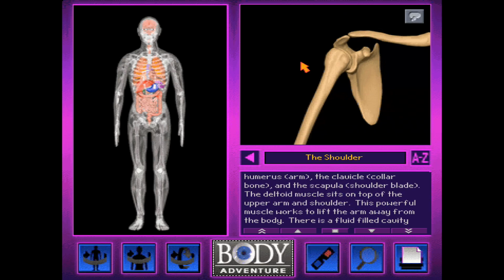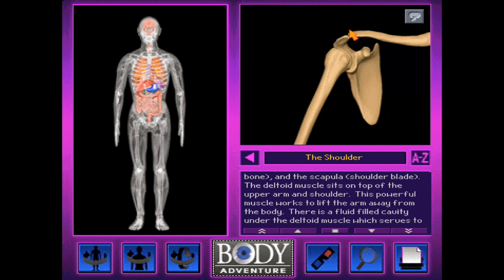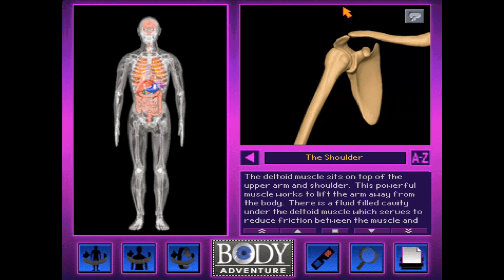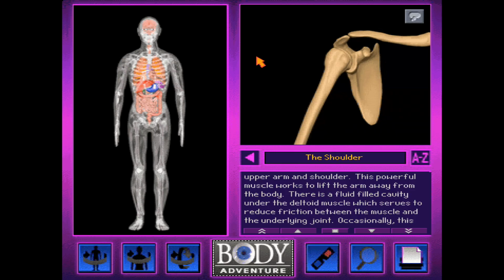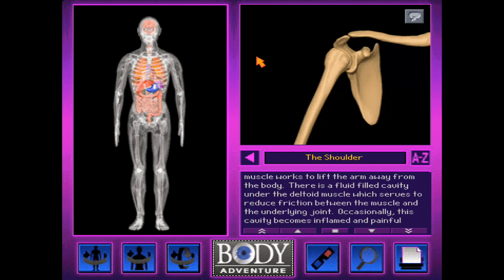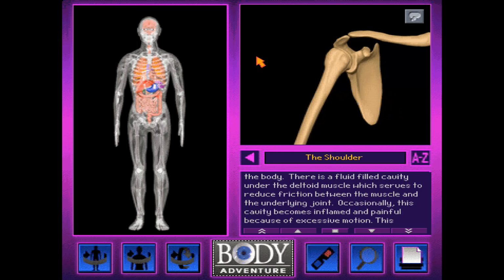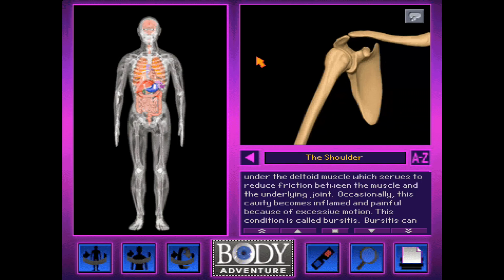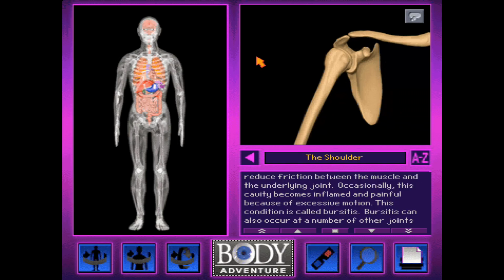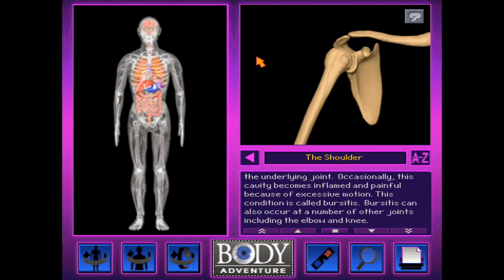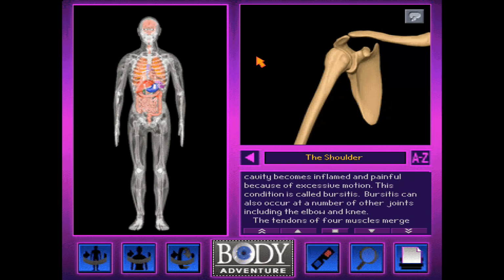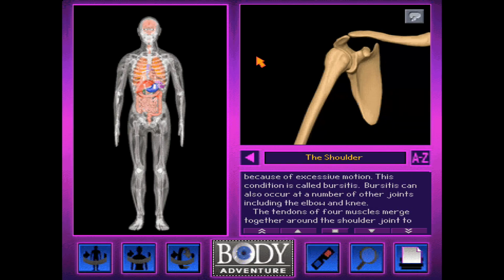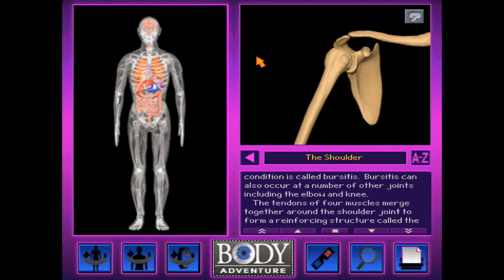The deltoid muscle sits on top of the upper arm and shoulder. This powerful muscle works to lift the arm away from the body. There's a fluid-filled cavity under the deltoid muscle, which serves to reduce friction between the muscle and the underlying joint. Occasionally, this cavity becomes inflamed and painful because of excessive motion. This condition is called bursitis. Bursitis can also occur at a number of other joints, including the elbow and knee.